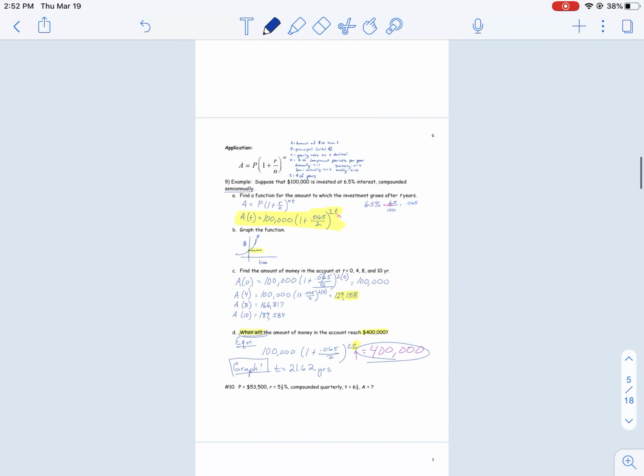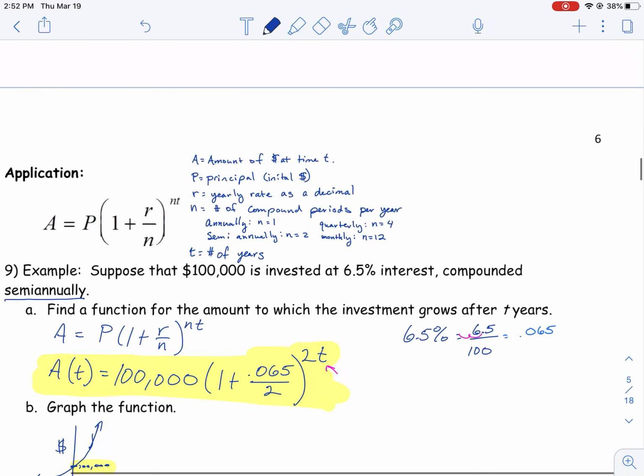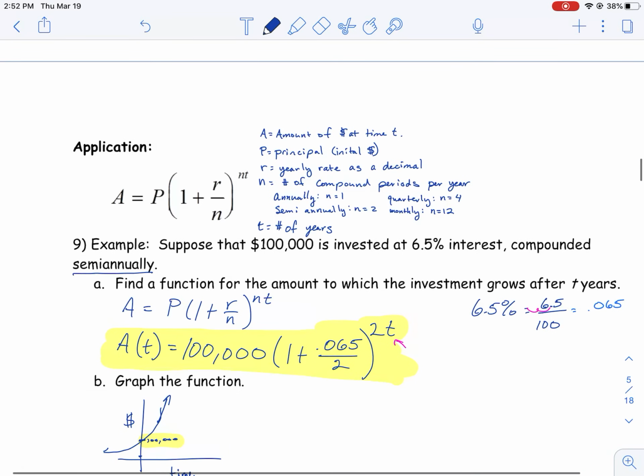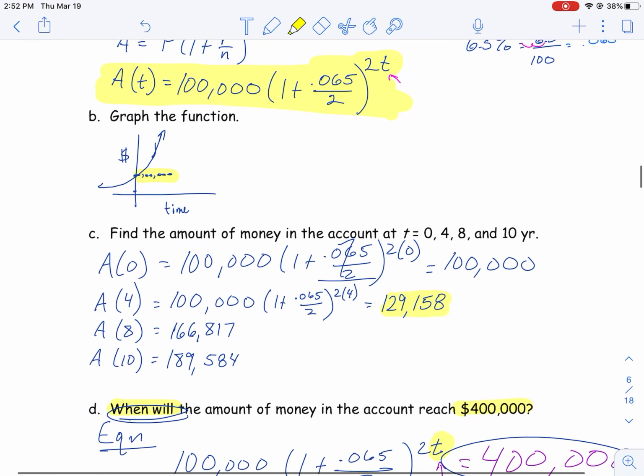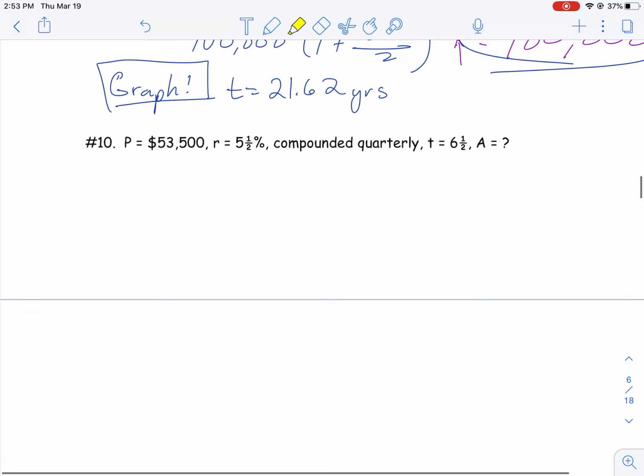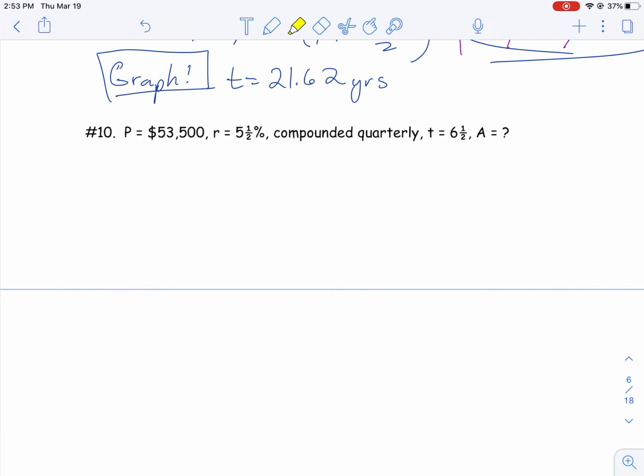All right, so let's do a quick review. We have this handy equation. You need to know what A, P, R, N, and T are equal to. You need to be able to write your rate as a decimal. You need to know which value for n to choose, and then just pretty much plug it in and calculate it. I would encourage you to pause the video at this point and try number 10 on your own before continuing on and watching me finish it.